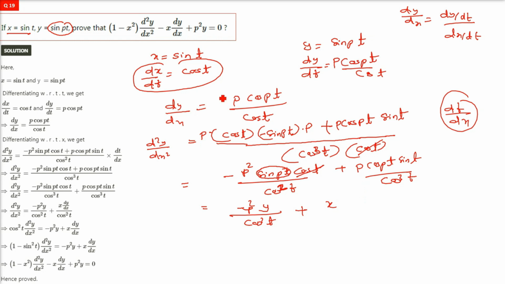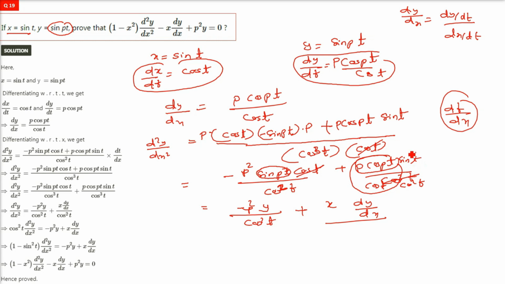Now here we have x as sin t, so in place of sin t in the second term, replace it by x. So p cos pt by cos t, if I take cos cube t as cos t into cos square t, p cos pt by cos t is nothing but dy by dx. So just write dy by dx. x was already there, as I said, I replaced sin t by x. p cos pt by cos t is dy by dx. Then we have cos square t in the denominator, as in the first term basically.